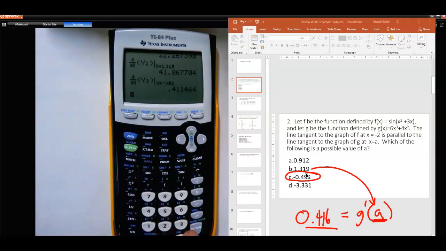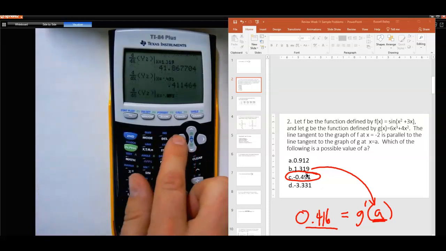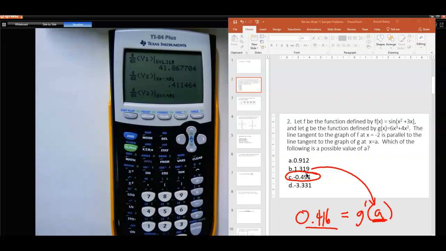Let's try. Second entry, and I'm going to type in, the last one was negative 3.331. Yeah, that's definitely not it. So the answer is C. So we're going to go with the value of A that gives us the closest value to 4.416.